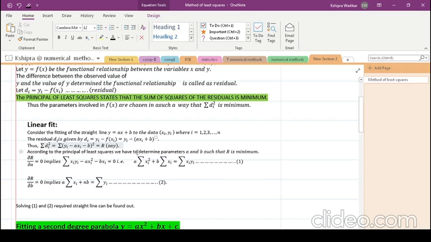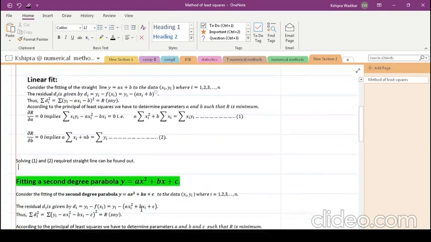According to the principle of least squares, we have to determine the parameters a and b in such a way that R is minimum. So we differentiate R partially with respect to a and equate it to 0, and differentiate R partially with respect to b and equate it to 0. The two equations are: a times summation xi square plus b summation xi equal to summation of xi yi, and a times summation xi plus nb equal to summation yi. What is n? n is the number of points given to us. Solving 1 and 2, we will get the required straight line.